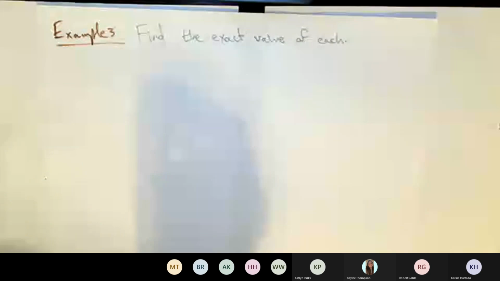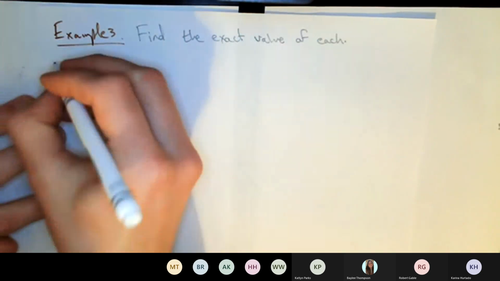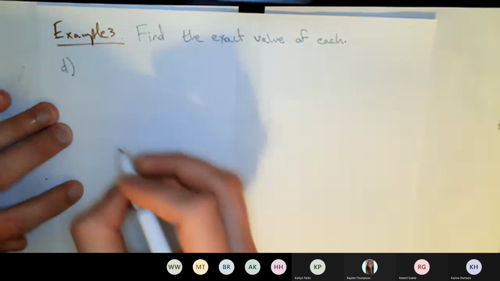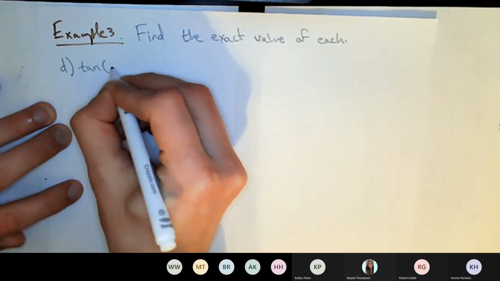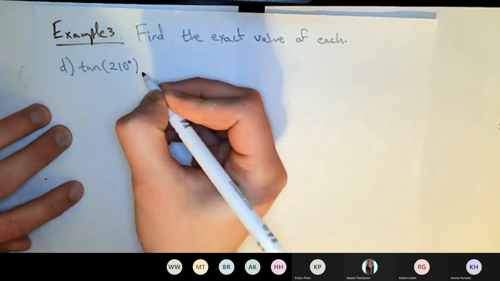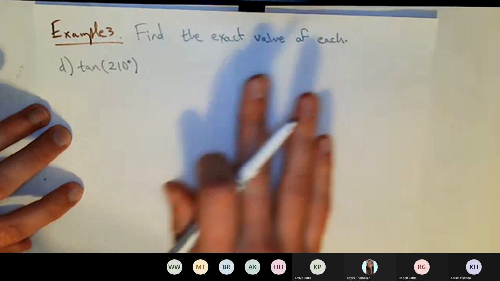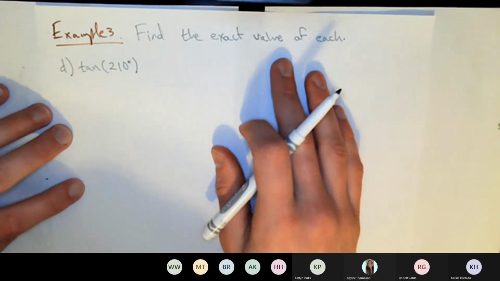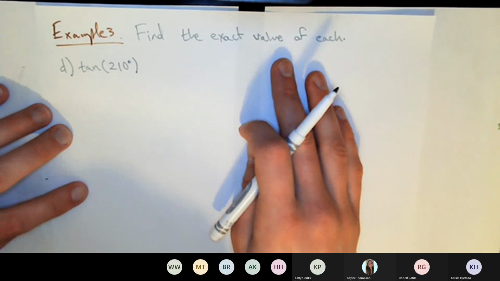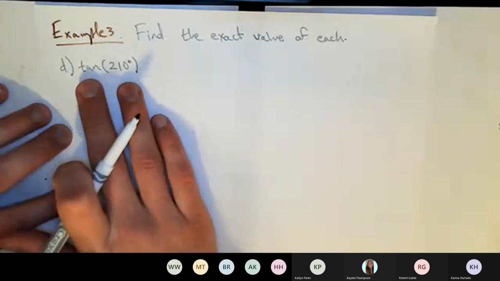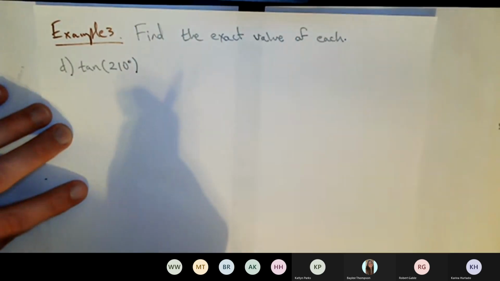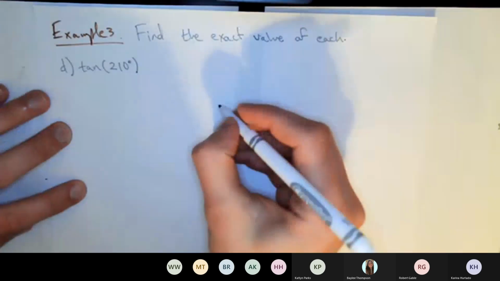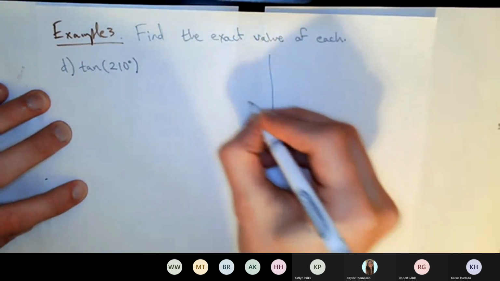Okay. We did A, B, and C. I think I marked D is where we left off. So tangent of 210 degrees. We want to find the exact value. That means not using a calculator. That means finding the ratio of the sides given this function and this angle. Okay, so we had to draw the angle.